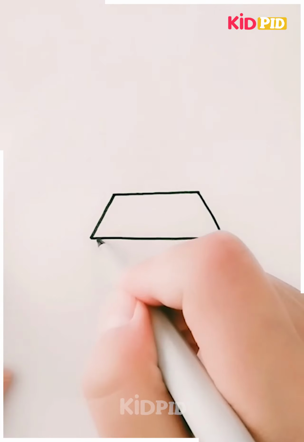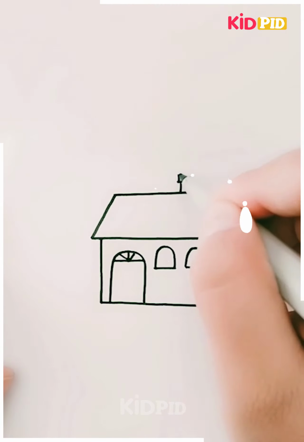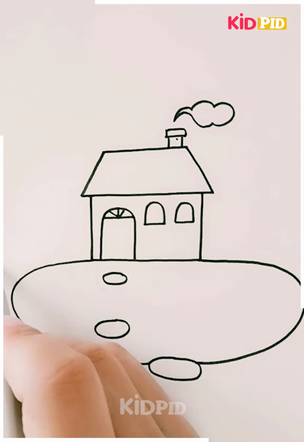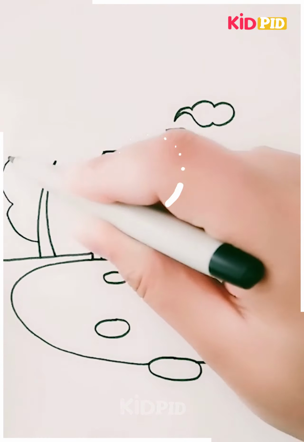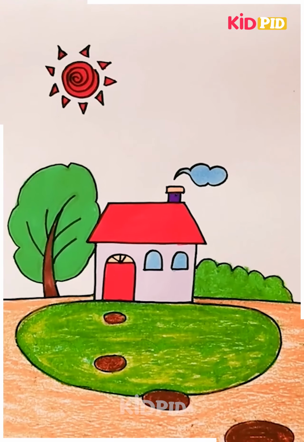Let's move on. So drawing a house and the window and then a chimney where the smoke comes out, and we are drawing the road slowly and then the gate has been drawn and we are drawing plants. Put some shade with green and the house with red and white.